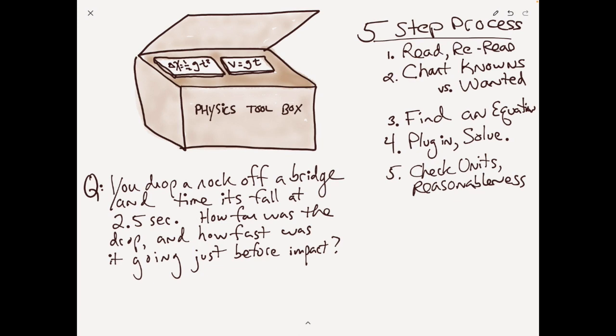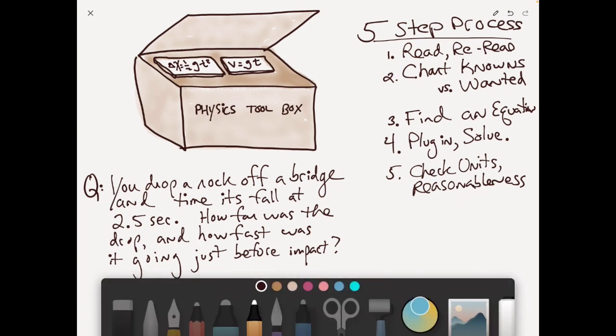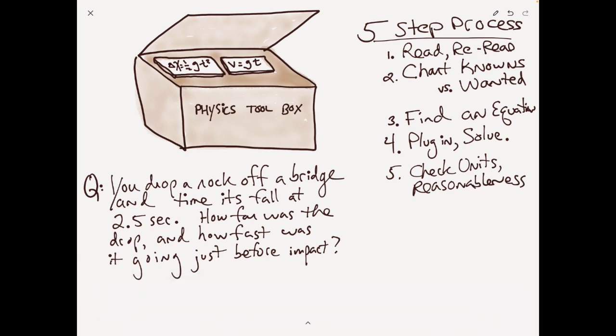For my last slide, I want to introduce you to the 5-step process for problem solving. Step 1 is to read and reread the problem. Step 2, make a chart of everything you know and the thing that you want to solve for. Making a chart is really critical. Step 3, find an equation in your toolbox. Step 4, plug in the numbers and solve. And step 5, check your units and check for reasonableness of your answer.